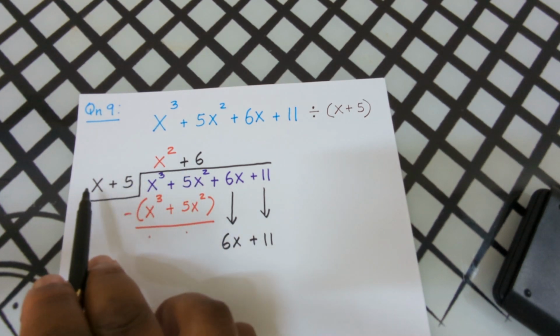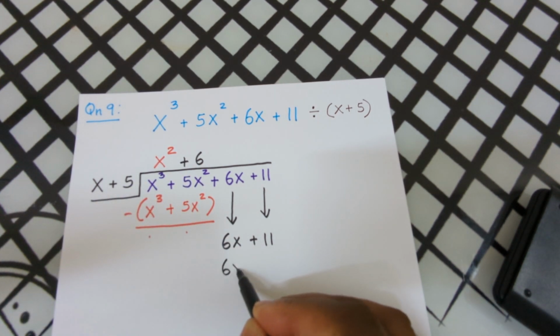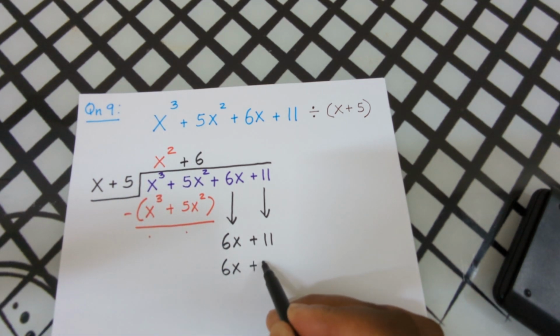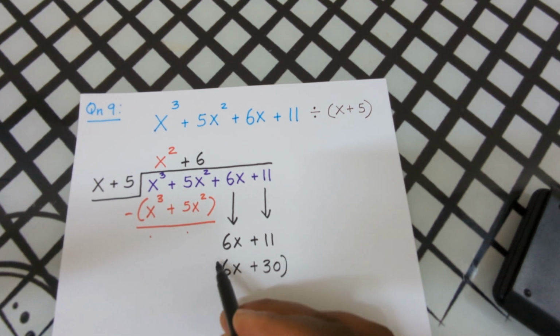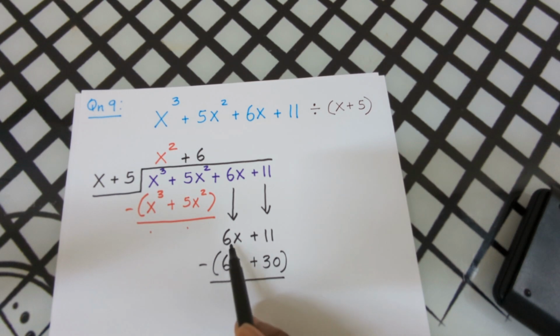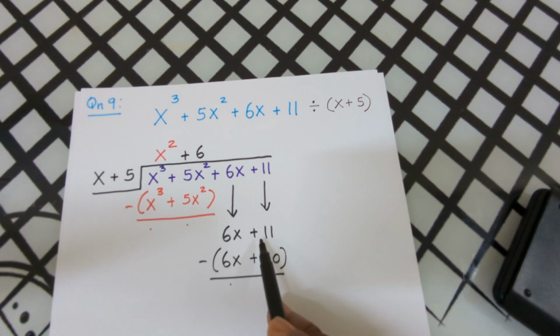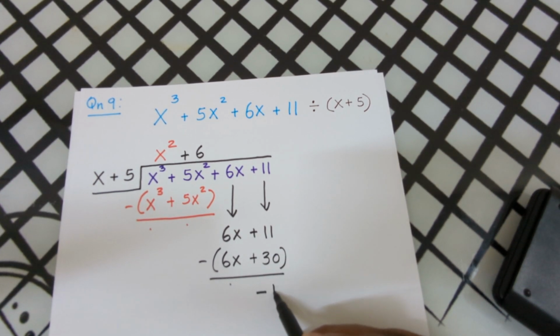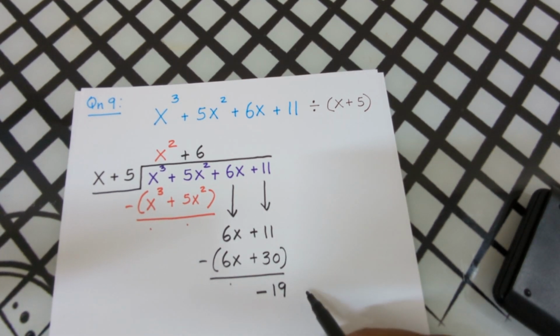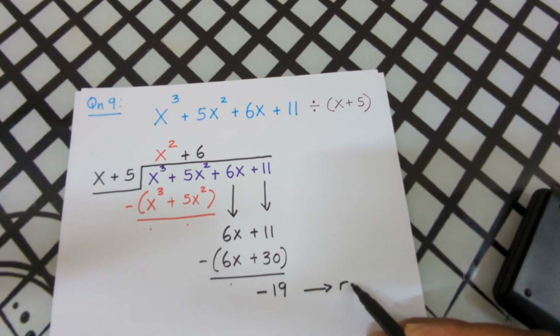And 6 multiplied by x will be 6x. 6 multiplied by 5 will give me positive 30. So we close our brackets and we subtract. Now when we subtract 6x minus 6x, obviously we'll get 0. And 11 minus plus 30 is the same as saying 11 minus 30, which will be minus 19. And we have nothing more to bring down, so this becomes our remainder.